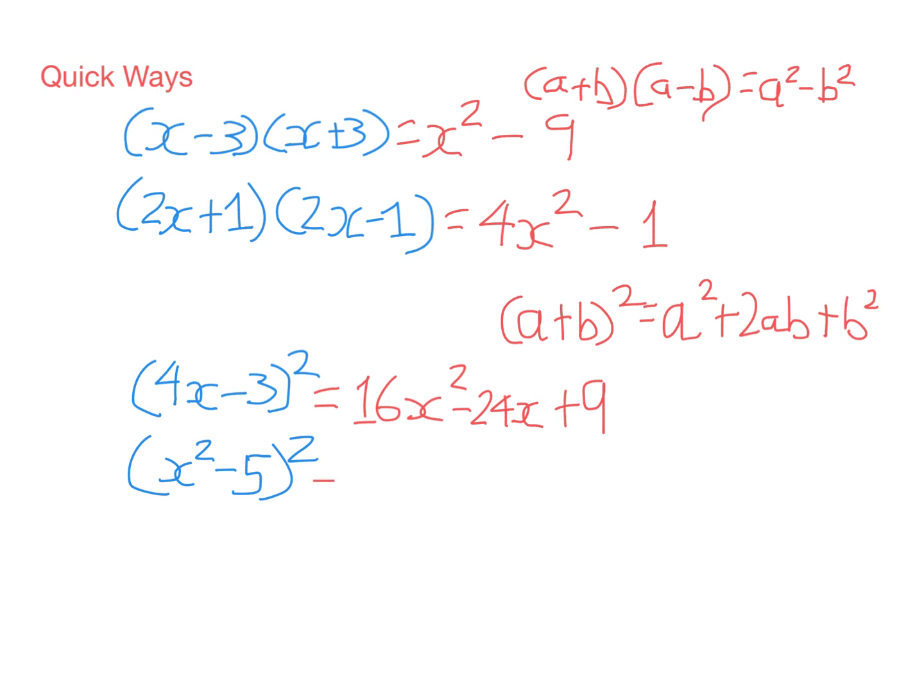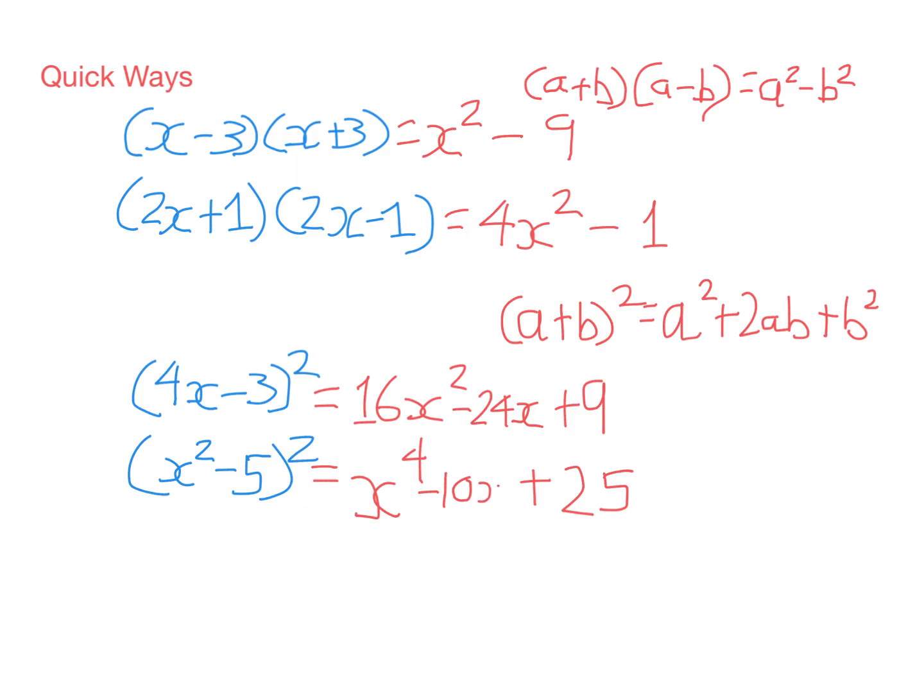Well, same idea. I have a perfect binomial square. So I'm going to square the first term. So x squared squared is x to the power of 4. I'm going to square the second term. If you square a negative, it's always positive. And then in the middle is 2 times first term times second term. 2 times x squared times -5, which is -10x squared.